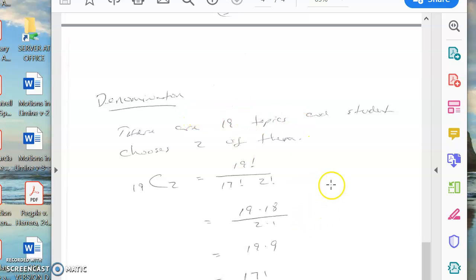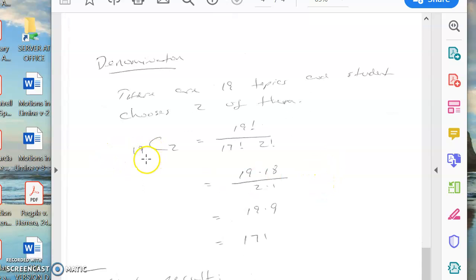The denominator, as I've mentioned, always seems to be easy. There's 19 topics total, and the student chooses 2 of them. Okay, so it's 19 choose 2. Well, now this little strategy I gave you up above doesn't work here. On the top, you have n factorial, that's 19 factorial, and then you have 19 take away 2, that's 17 factorial, and then here you have 2 factorial. So things all work out. I mean, 19 times 18 times 17 factorial, so they're going to cancel. Write it out by hand if you don't believe me. You can verify this for yourself.